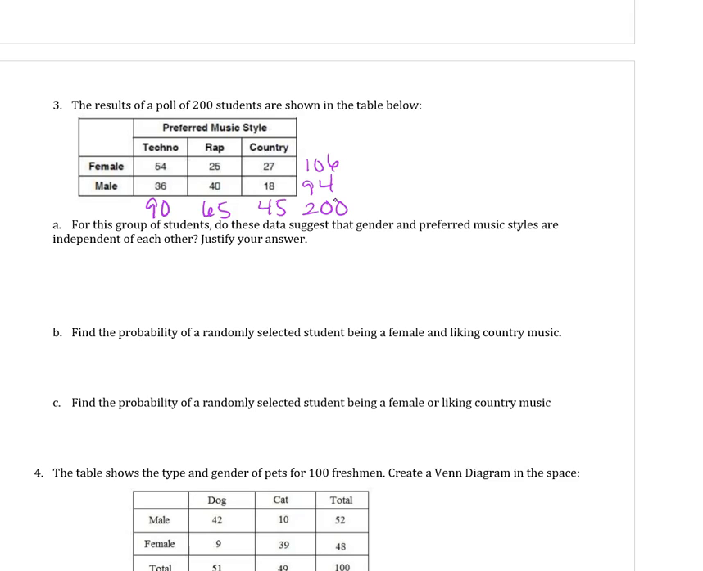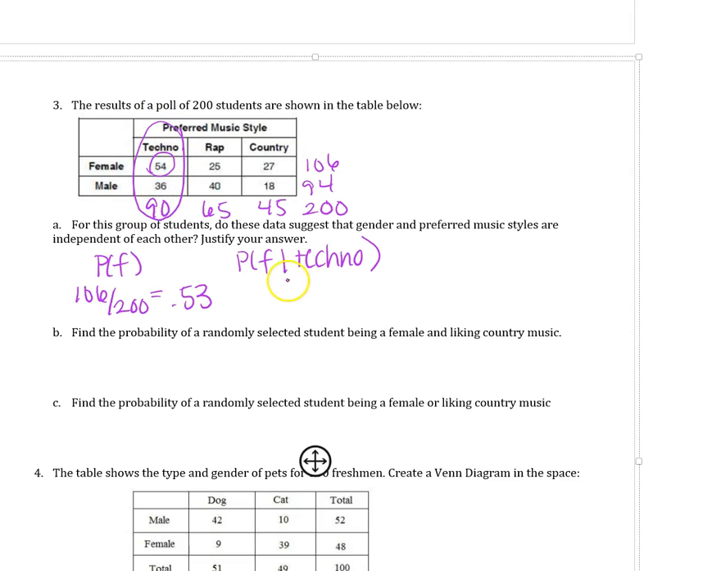So we're going to look at gender and music style. So let's pick probability of female and the probability of female given techno. So the probability of being female is 106 out of 200, which is 0.53. Probability of female given techno, we look at just the techno, number of females, that's 54 out of 90, which is 0.6. Since they are not equal, these are not independent.